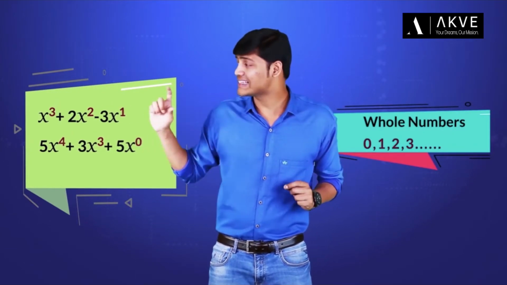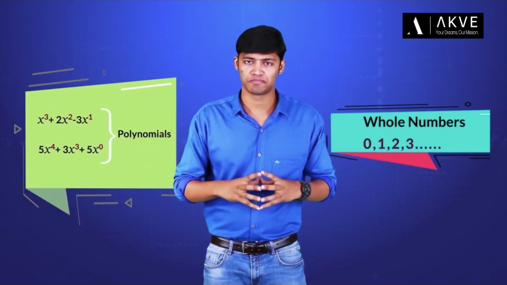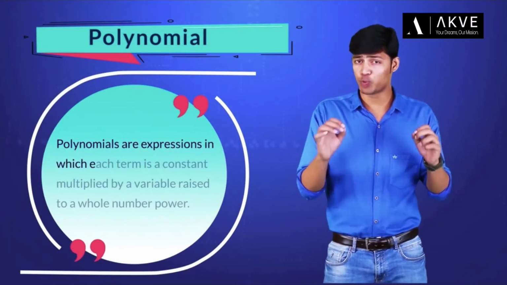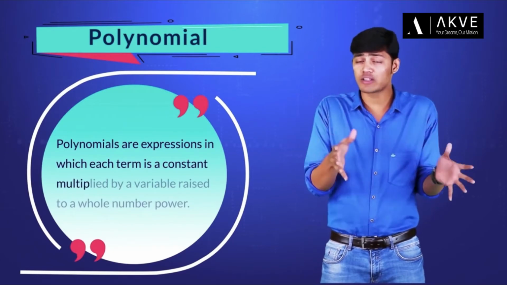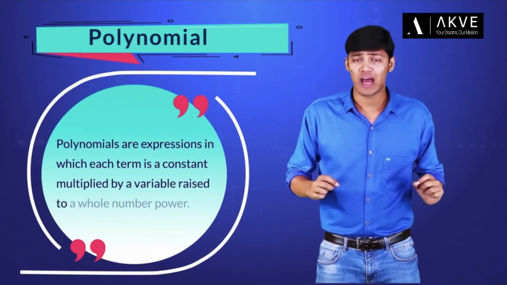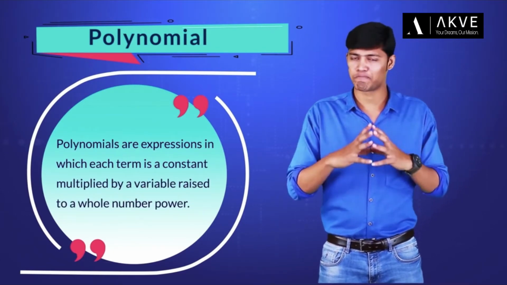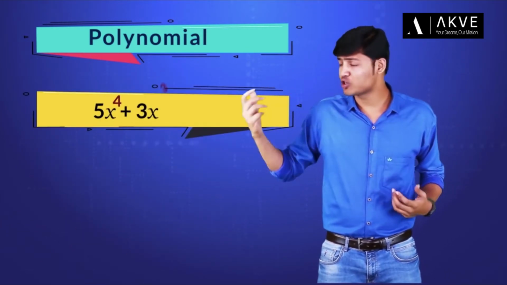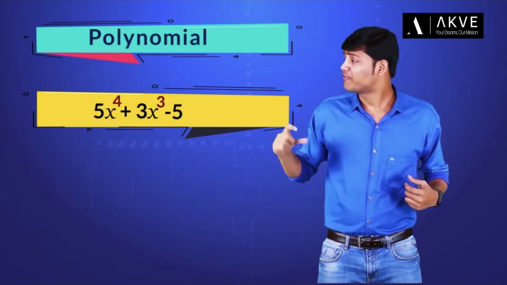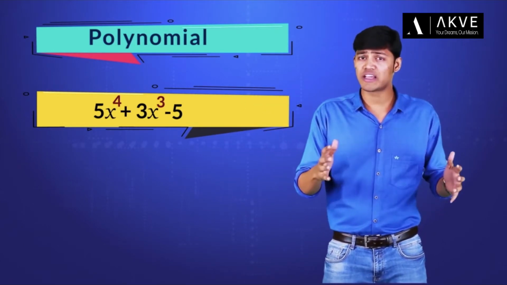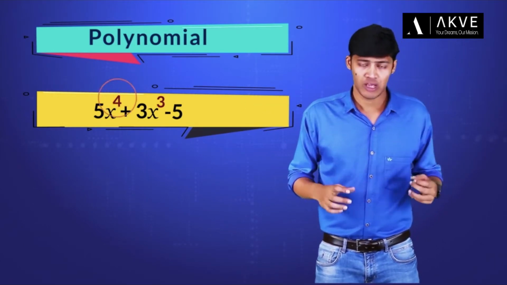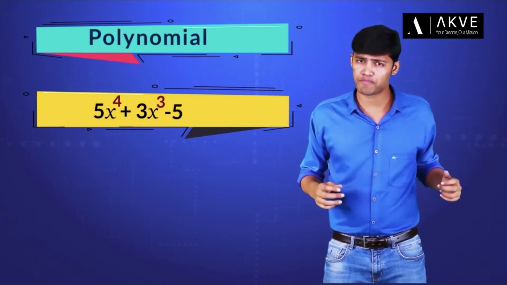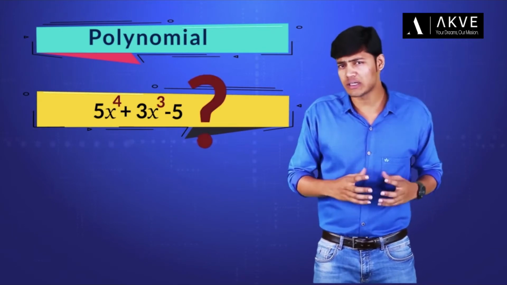Now, we call these expressions polynomials. So, polynomials are the expressions in which each term is a constant multiplied by a variable raised to any whole number power. So, in the polynomial 5x power 4 plus 3x cubed minus 5, the variable in the first term is raised to a power of 4 and the variable in the second term is raised to a power of 3. Now, what about the third term?